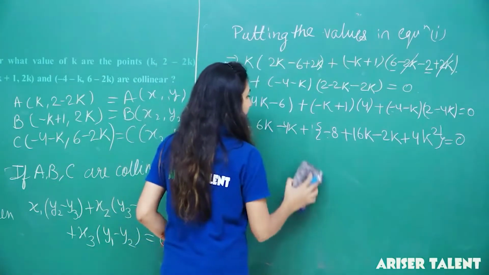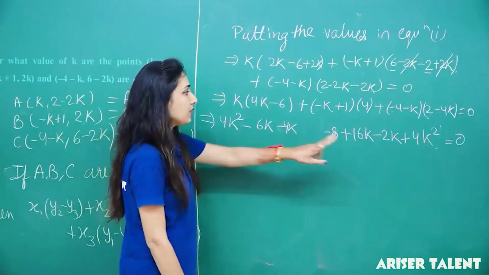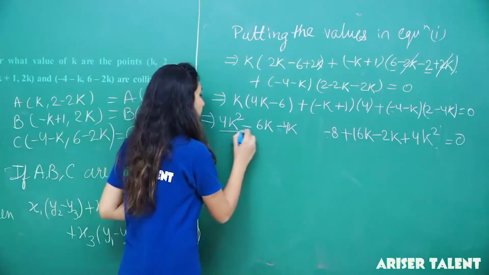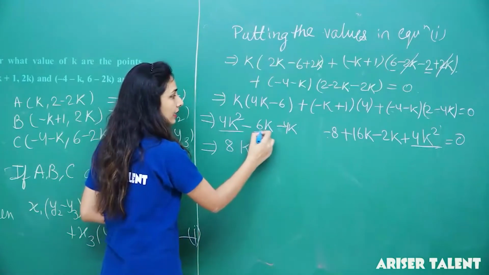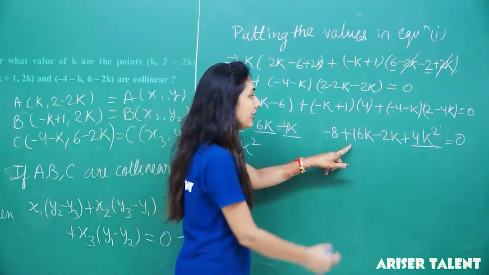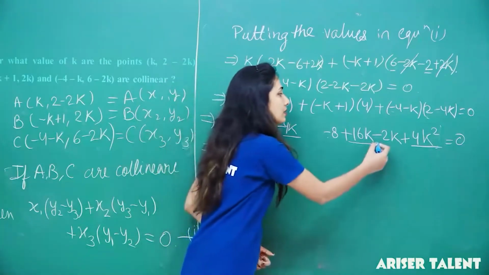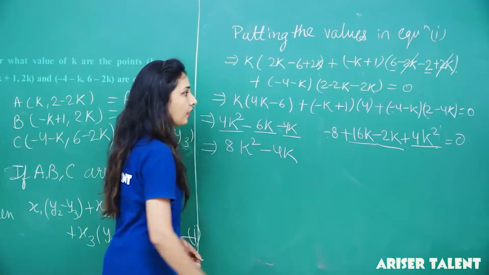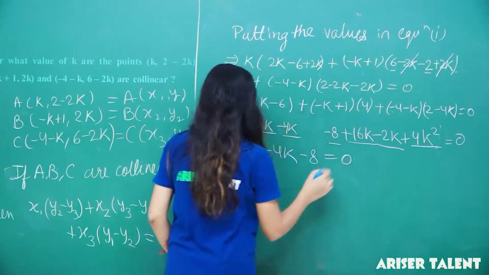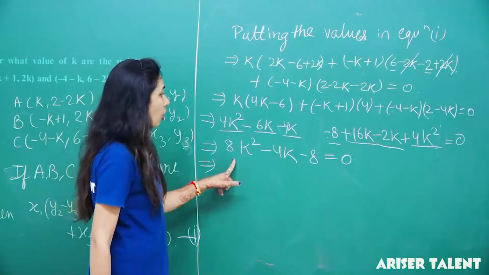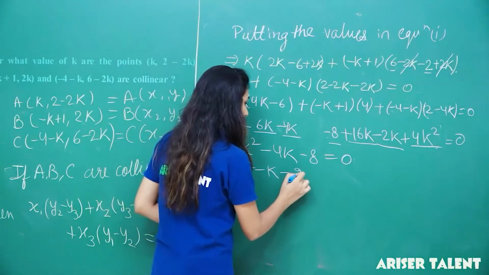So here is a plus. If I open this bracket, there will be no changes of sign. Now 4k square plus 4k square, and here also plus 4k square. So plus 4k square and plus 4k square. That will be 8k square. Now minus 6 minus 4, so minus 10k, minus 10k plus 16k, that is 6k. Now 6k minus 2k is minus 4k. Now that is minus 8 equals 0. So I will take common 4. That will be 2k square minus k minus 2 equals 0.